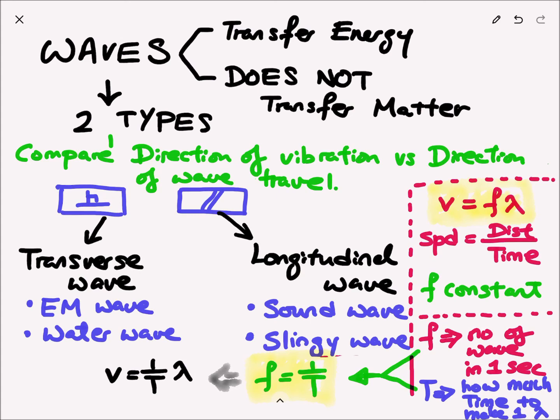And if I tell you that the period of the wave is 2 seconds, what does it mean? Well, it means that in order to make one complete wave, I need 2 seconds. So how much time do I need to make two waves? 4, 2 times 2. Okay, so that is it.